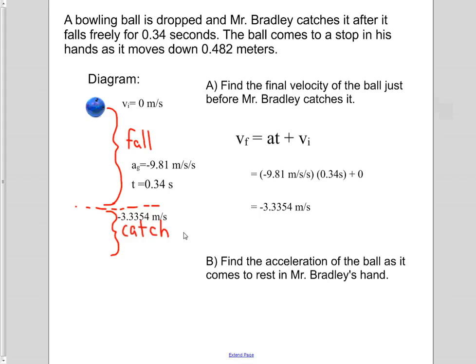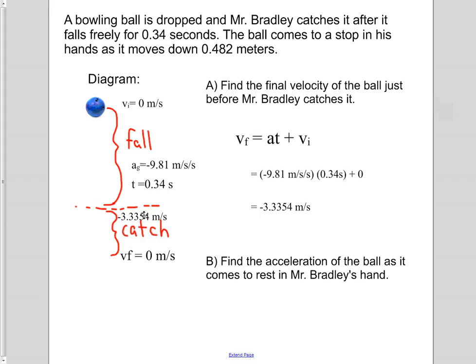Right, now that we know VF for the fall, that tells us what VI for the catch is. Of course, since he caught it, we kind of intuitively know that if you catch something, it stops. So VF for the catch part would simply be 0 meters per second. Well, that gives us two pieces of information that we can use to calculate the acceleration of the bowling ball while Bradley caught it.